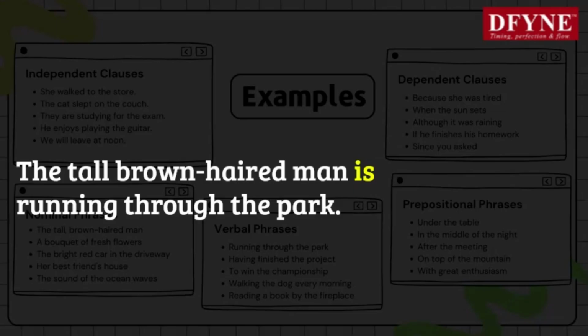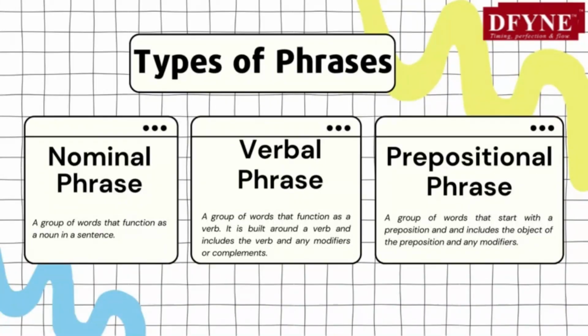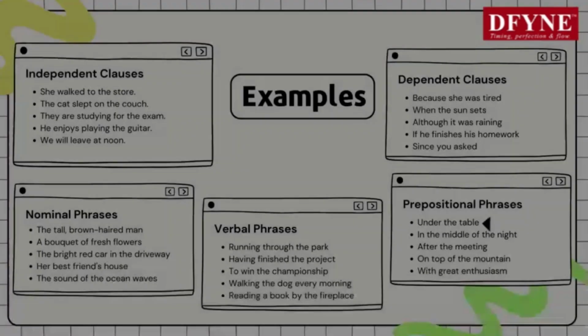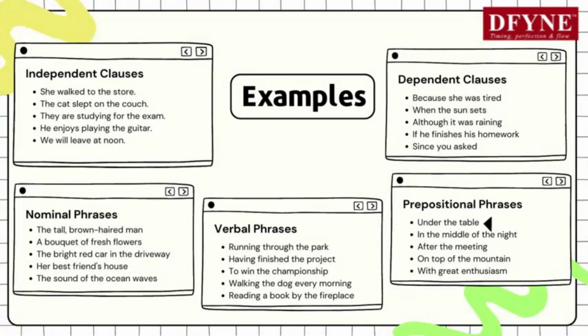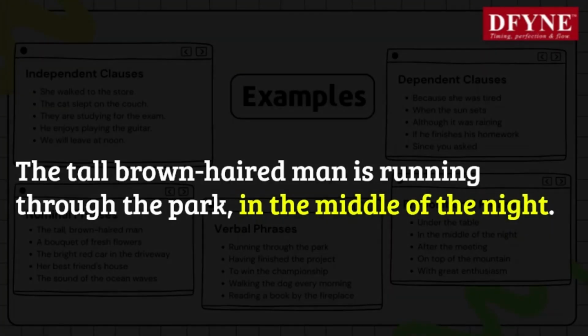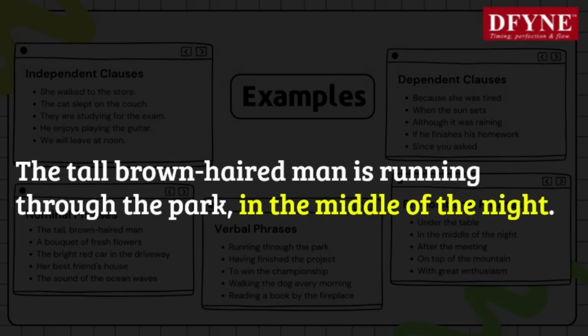So, what is a prepositional phrase? How is that useful then? Prepositional phrases are groups of words that start with a preposition followed by its object. Under the table. I can add this at the end of a simple sentence, as in, he sat under the table. In the middle of the night. Where do I place this in a sentence? The tall brown-haired man is running through the park in the middle of the night.